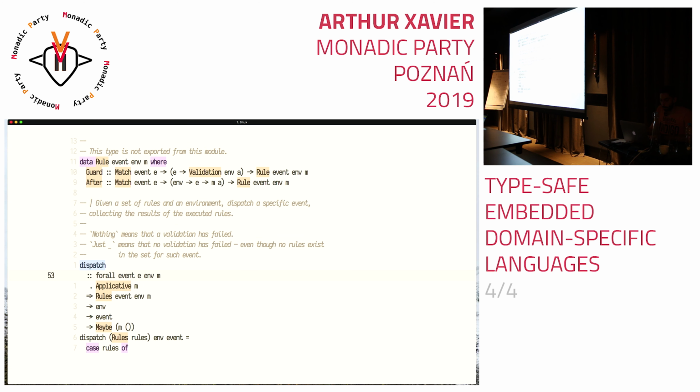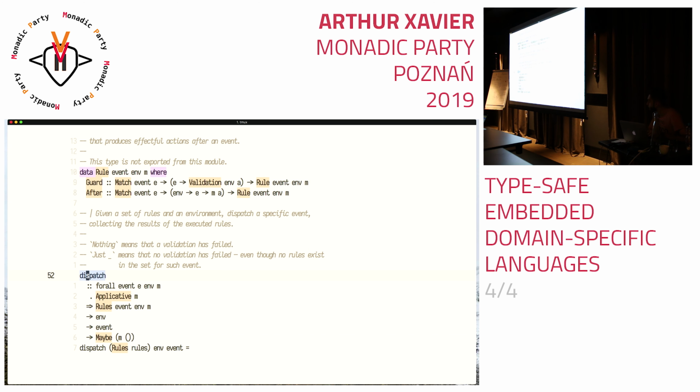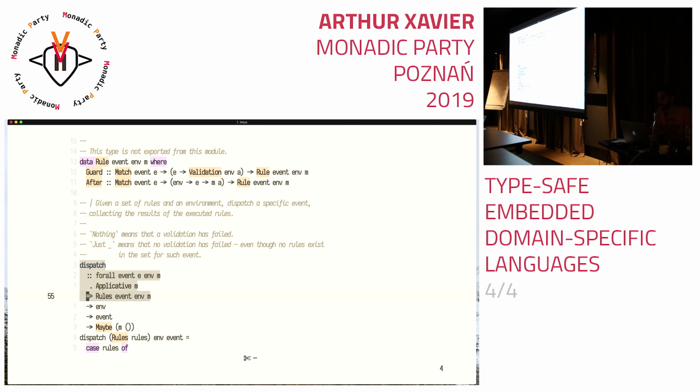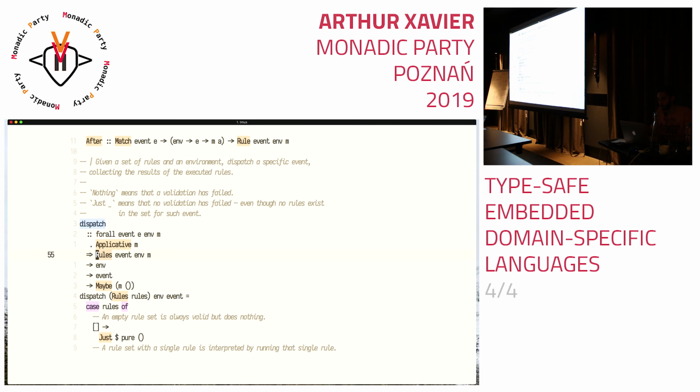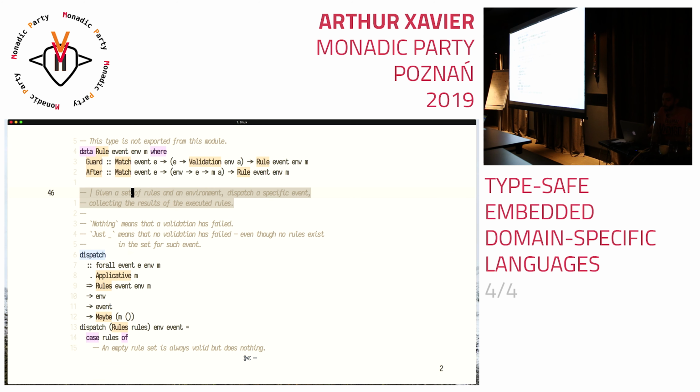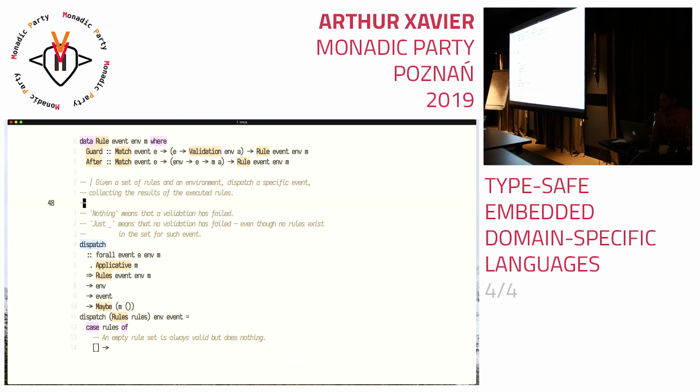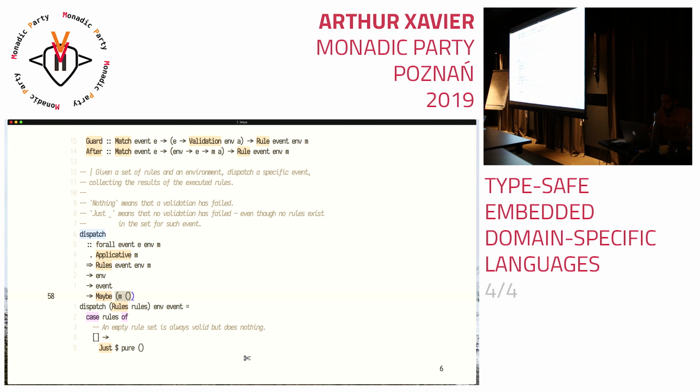So I'm not going to go over the code for dispatching an event. This is our interpreter. It interprets a set of rules into maybe an effect. What exactly happens here is that given a set of rules and an environment, we dispatch a specific event and we collect the results of the executed rules, which are the effects here. Nothing means that a validation has failed, and just anything means that no validation has failed, but we could even have performed no validations at all, even though no rules exist in the set for such event.